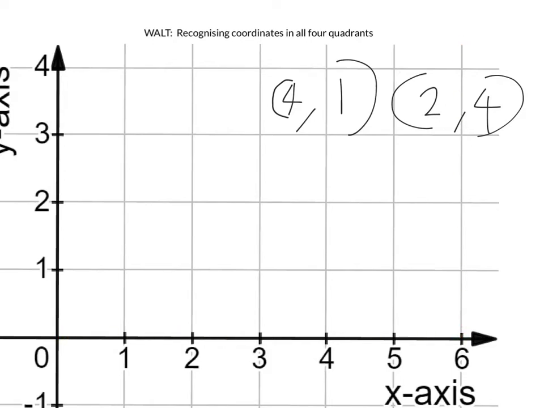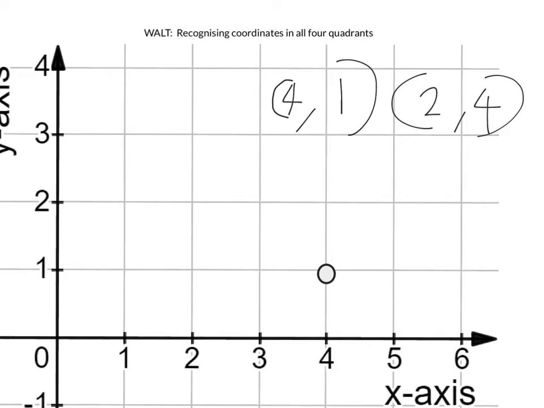So let's do this one here. 4, 1. 4 is the x-axis and 1 is the y going up. So the dot that we're working with will go just here. 4, 1. Next up, we're looking at 2, 4. 2 being here. Over there, 2. And up 4, 1, 2, 3, 4.